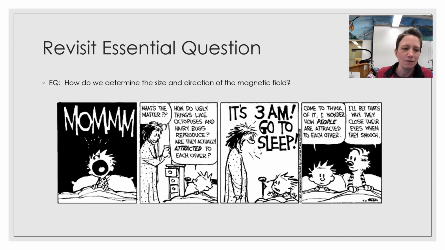All right, we've reached the end of the video. So the essential question is, how do we determine the size and direction of a magnetic field? It depends whether we're talking about permanent magnets or current carrying wires. So hopefully you understand how to do it in both of those cases. And we will do a bunch of practice with this in class.